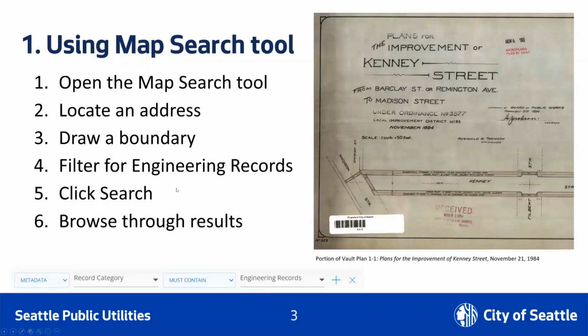The basic outline for searching for engineering records using the map search tool is similar to other record categories. Locate and open the map search tool. Enter an address or navigate to an area of interest. Draw a rectangle or polygon boundary. Add a metadata filter, in this case for record category, must contain, engineering records, as seen below. Then click Search and browse through the results.